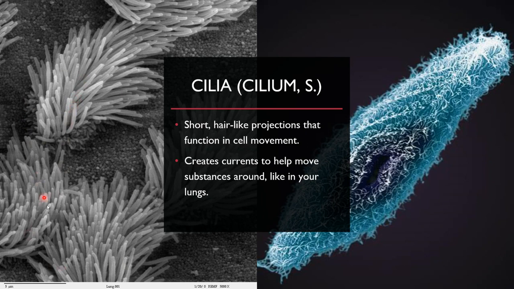So when trash and stuff gets inhaled, these things beat and flicker and push current and push all of the trash outside, where eventually you can expel it through your mouth. On the right side, these little hairs that you see on this paramecium are also known as cilia. They help in short locomotion and can move other things towards it or away from it.